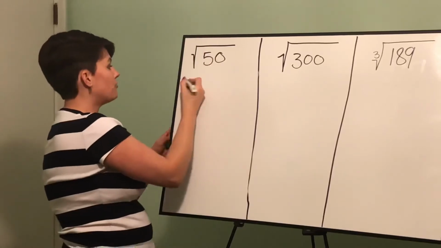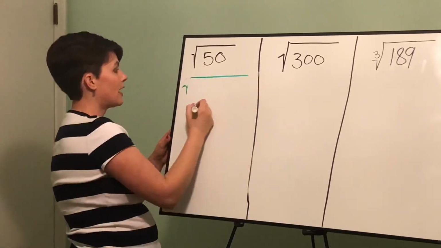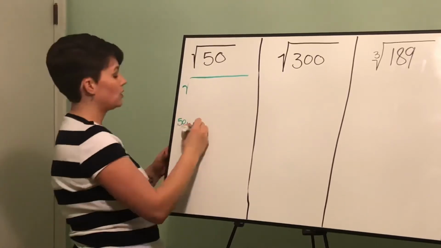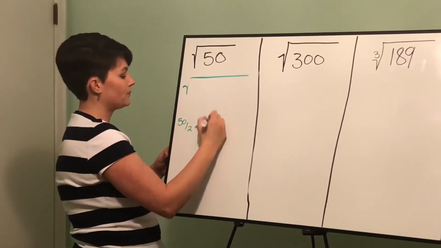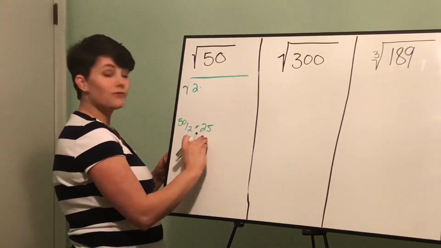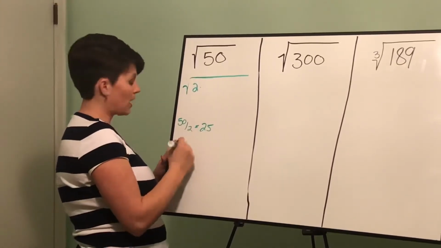Okay, so the square root of 50. Simplify that out. So let's go ahead and divide 50 by our first prime. How about a 2? That gives me 25. So I'm going to write a 2 to show that I divided that out. 25, can't divide that by 2, but I could divide it by the prime 5.